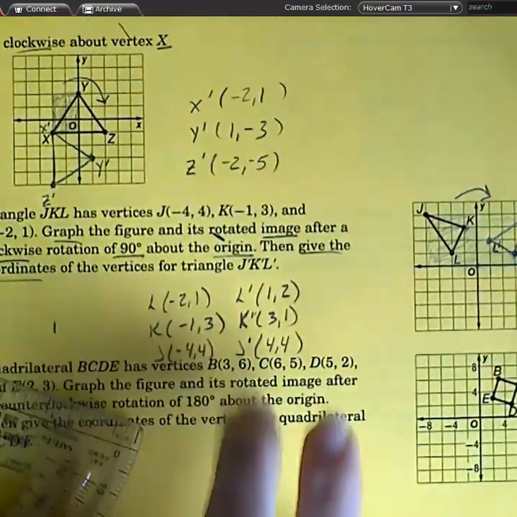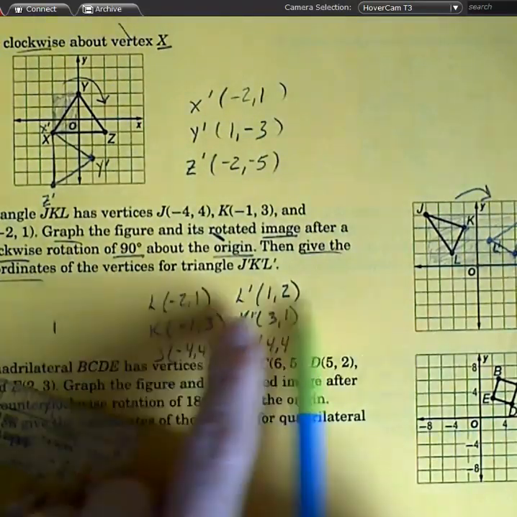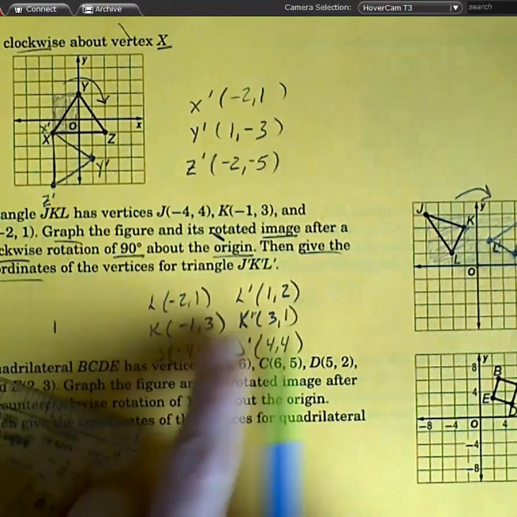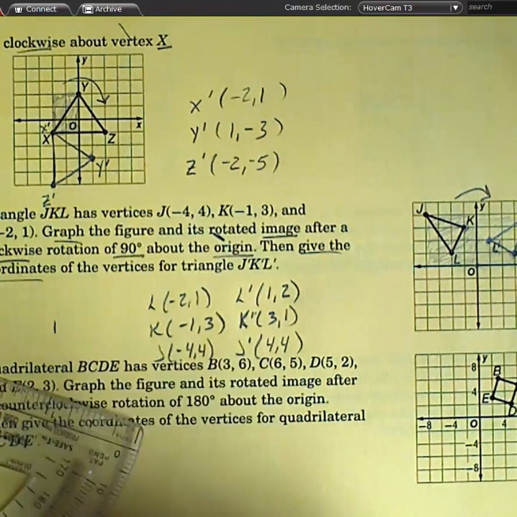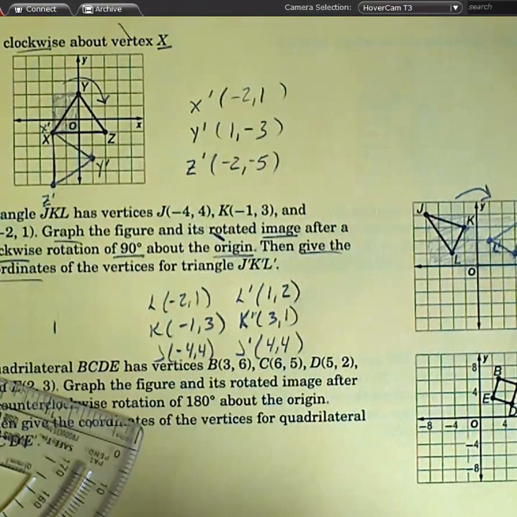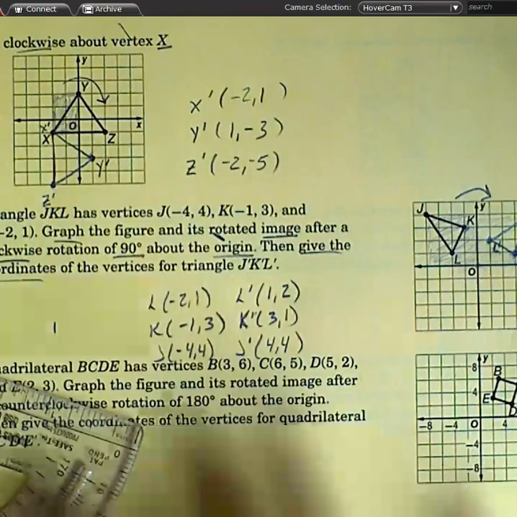What do you notice about the points? Look at L and L prime. Look at K and K prime. Look at J and J prime. Are you starting to see a pattern in the X and the Y numbers? Your task is to finish 4, just number 4 for homework.